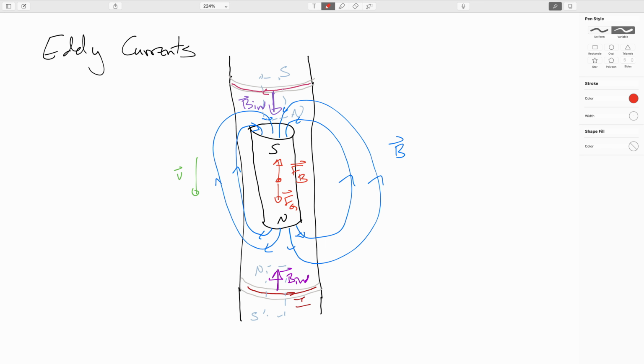Alrighty, so in the next series of videos here, we're going to start to take a look at electronic devices called inductors and transformers that work off of Faraday's law of induction.